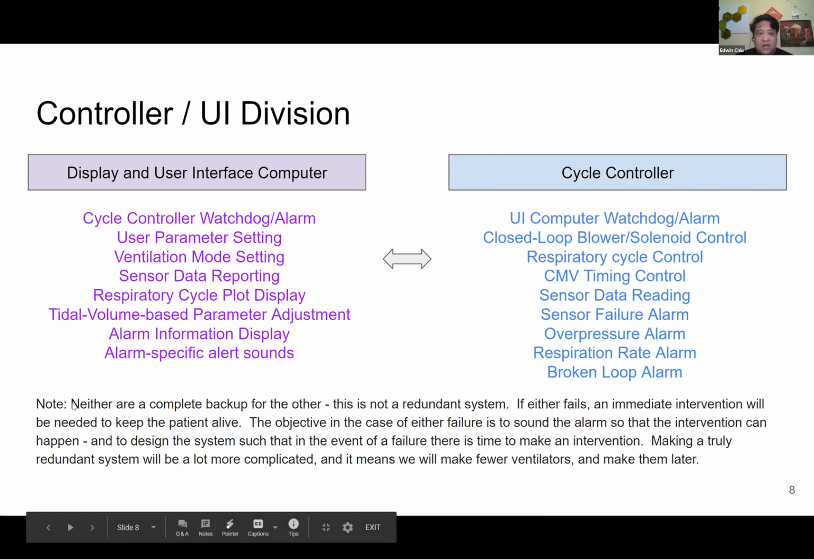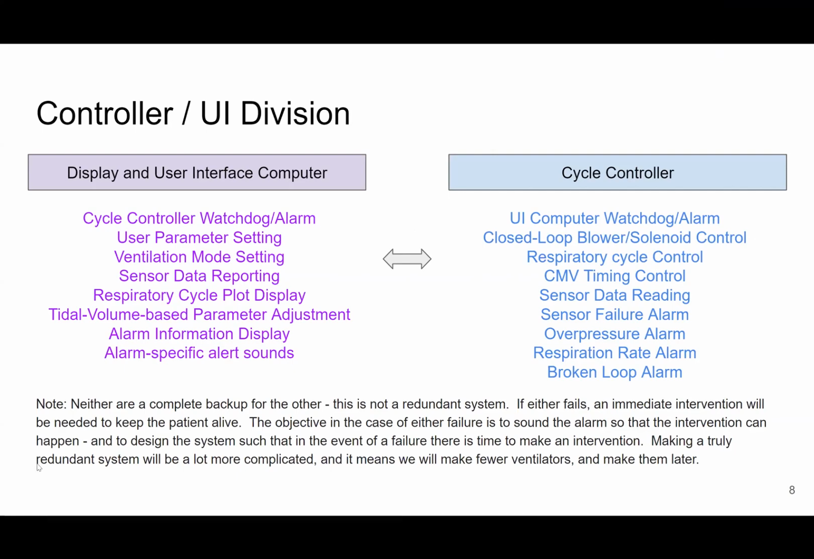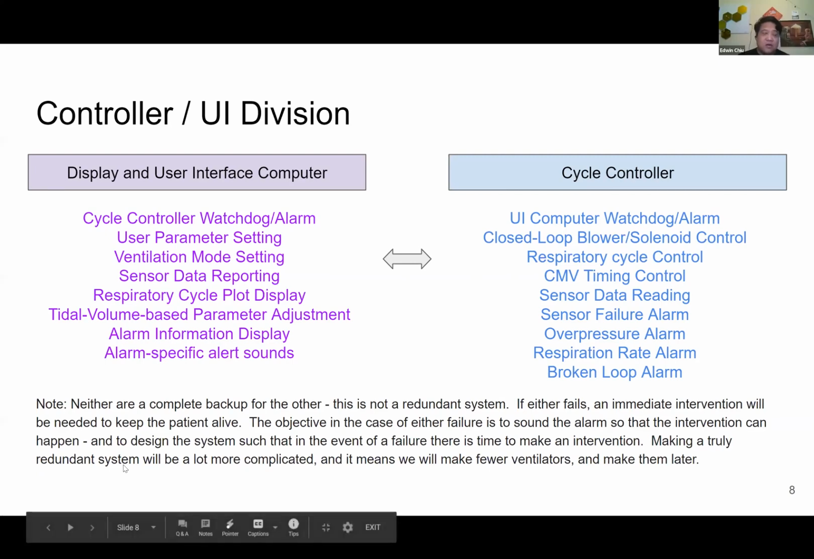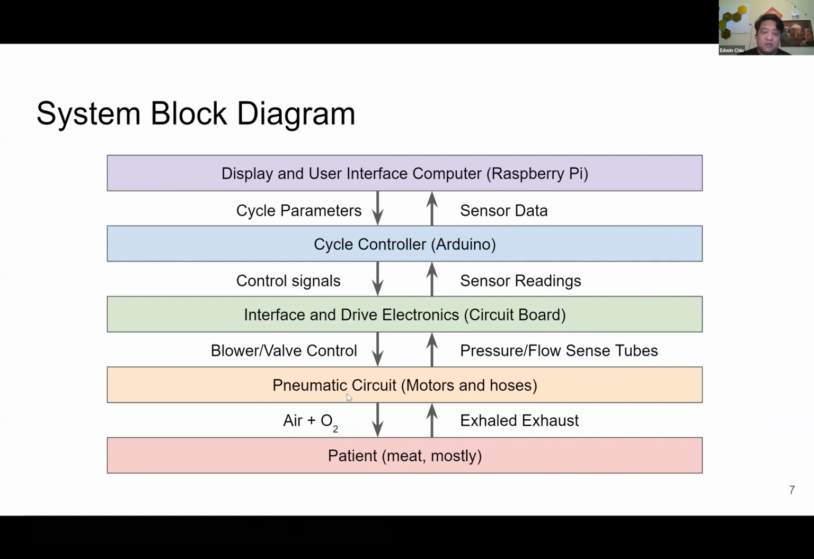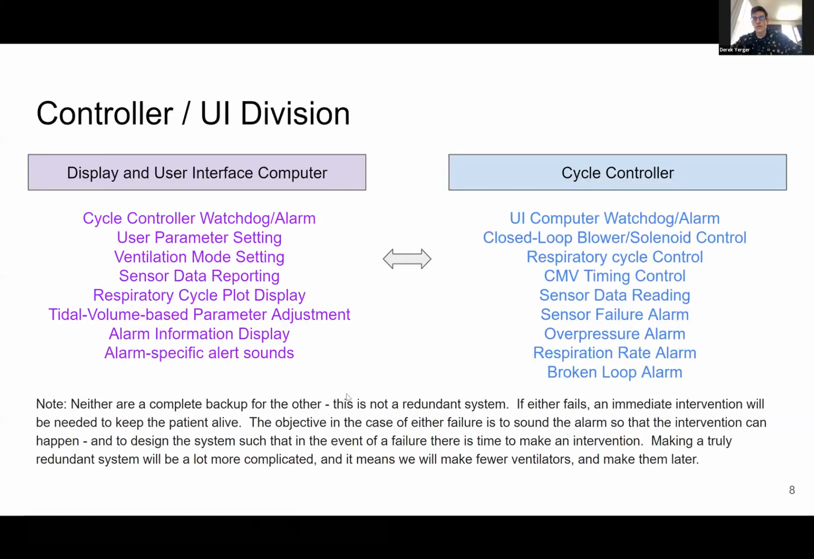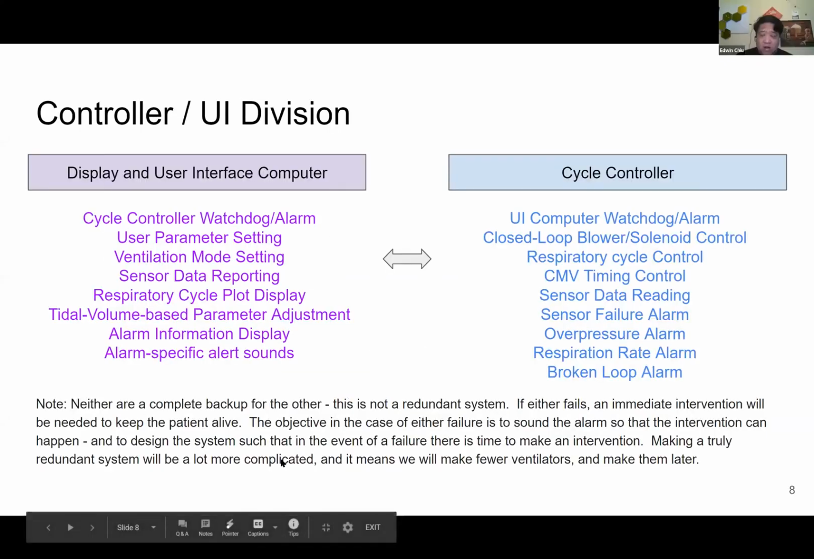It would be possible to make a fully redundant system, something that in the event of any failure of one particular piece of hardware, the system will continue to run completely as intended. But this also makes the design a lot more complicated, and it will mean that the ventilator is more expensive, which means we can build fewer of them, and it will take us longer to make a useful ventilator. Something I'll also mention is that most ventilators are not fully fault tolerant.